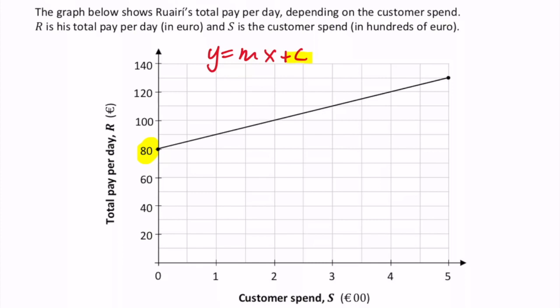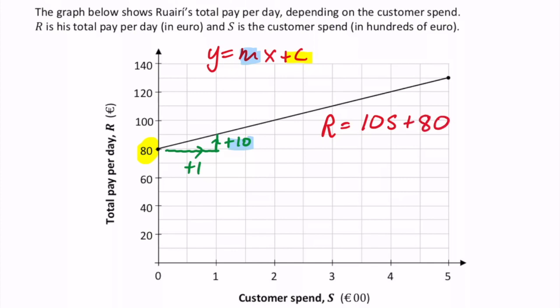M is the slope of the graph. So what's the slope of this graph? Well, we can see every time we go out 1, we go up 10. So the slope is positive 10. Rise over run, 10 divided by 1, or positive 10. So in this question, we can say that the slope is 10. So the equation of this graph gives us R is equal to 10 times S plus 80.